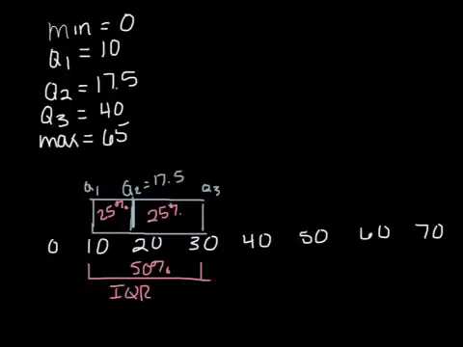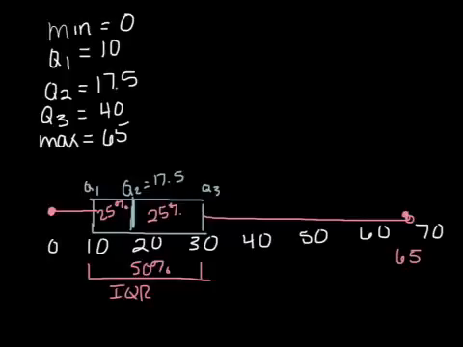The minimum is a whisker. The maximum, so we can label that 0, the maximum is 65. So the maximum right here is 65. We've now created a box and whisker graph.